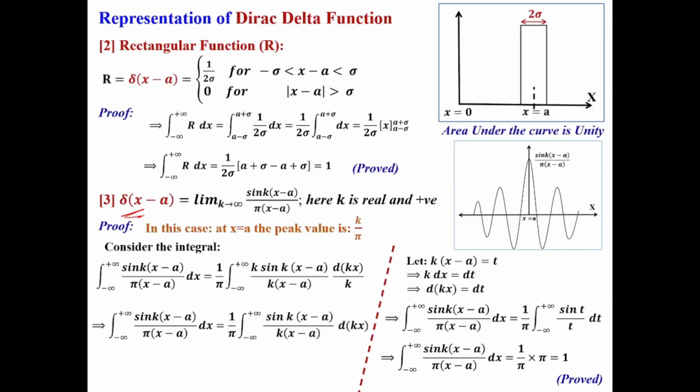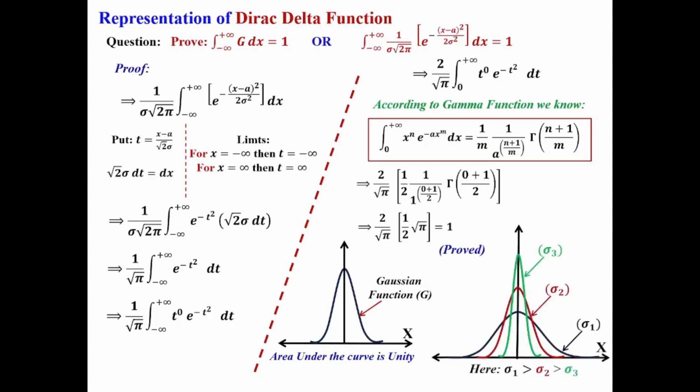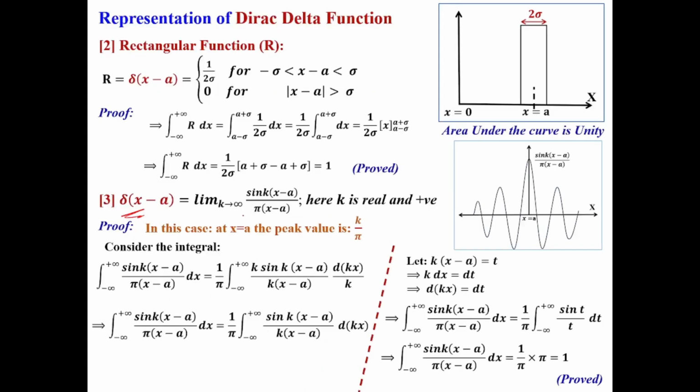Yes, I forgot one thing I have to tell you, that here delta x minus a is your this one. If I am going to consider only delta x, or the so-called delta x minus 0, that means instead of a I have to put 0. That means it will be limit k tends to infinity sin kx by pi x is the representation of delta x. That means delta x exists at x equal to 0. So if delta x exists at a, at x equal to a, then this will be the representation.